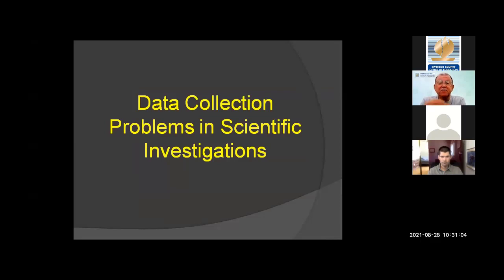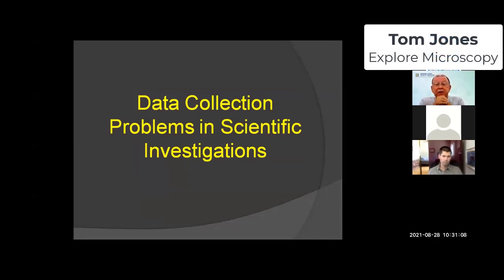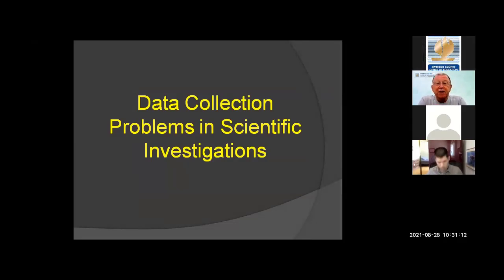This is data collection problems in scientific investigations. The main takeaways I want you to get is that for just about any type of data, there's going to be multiple ways of collecting it. Some of those ways are going to cause problems. Some of the ways will work really well for what you might want to be doing. There's good points and bad points about just about everything you want to do.